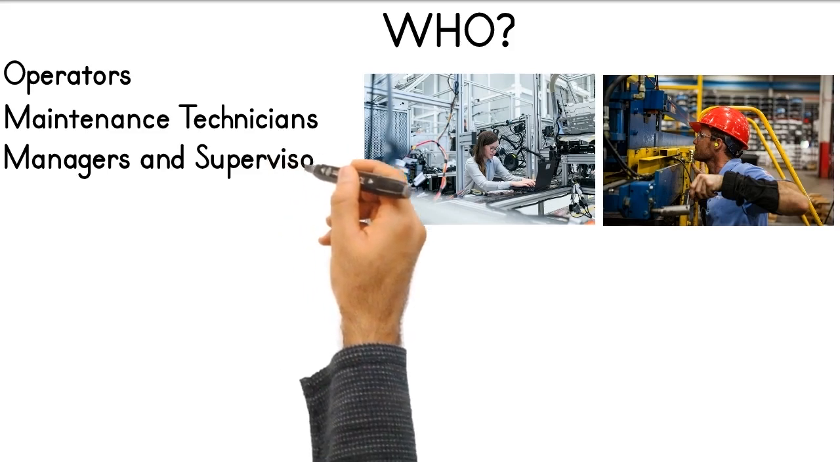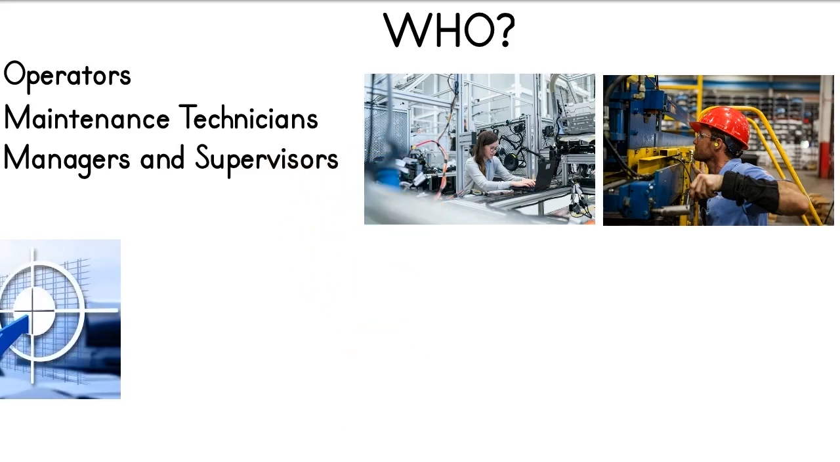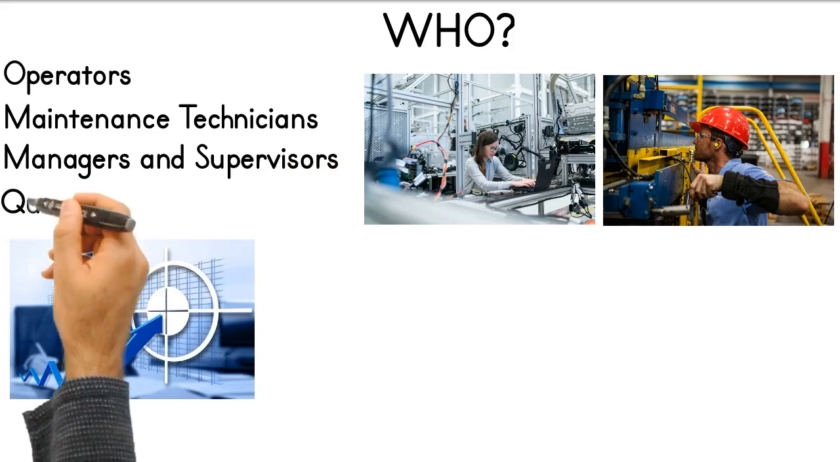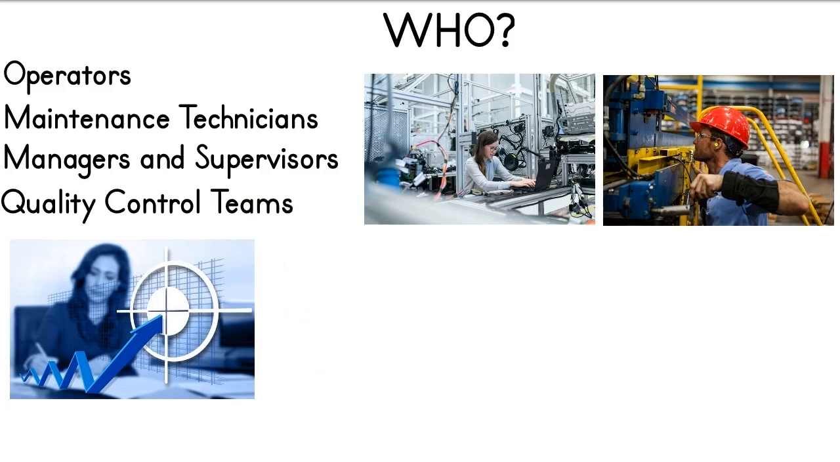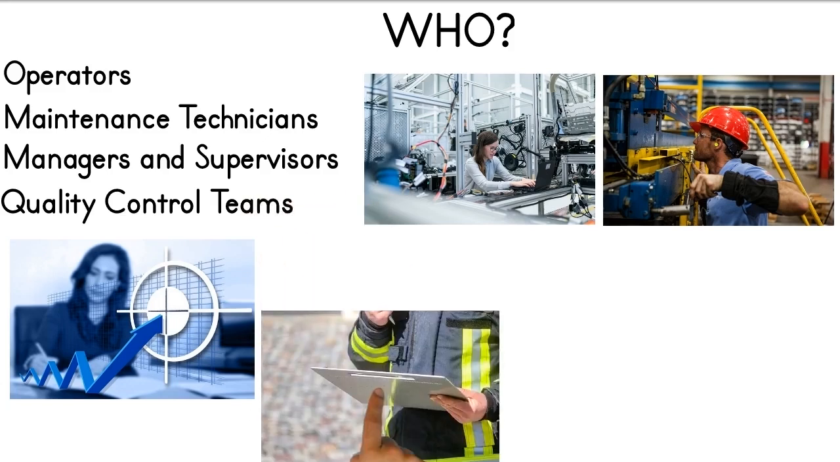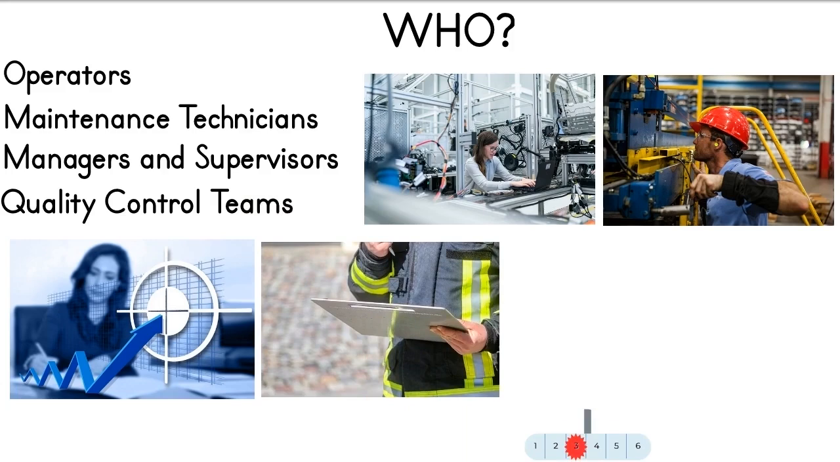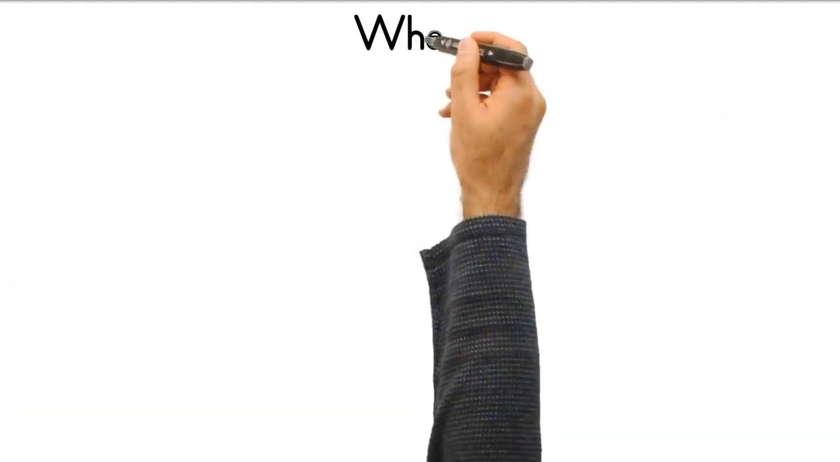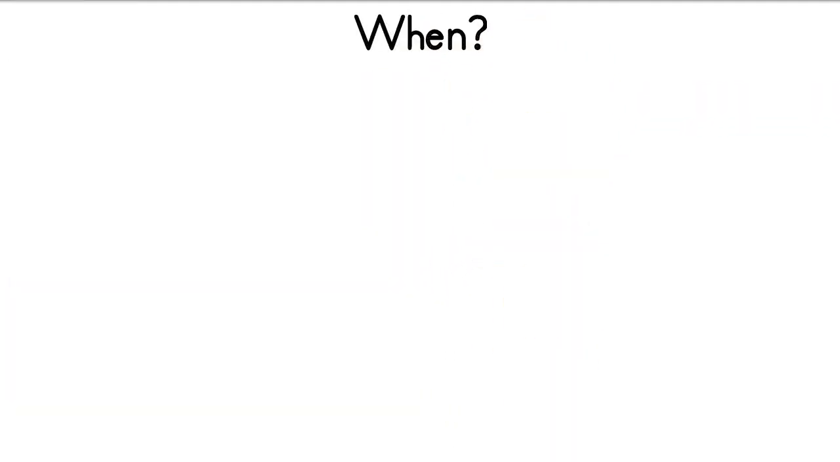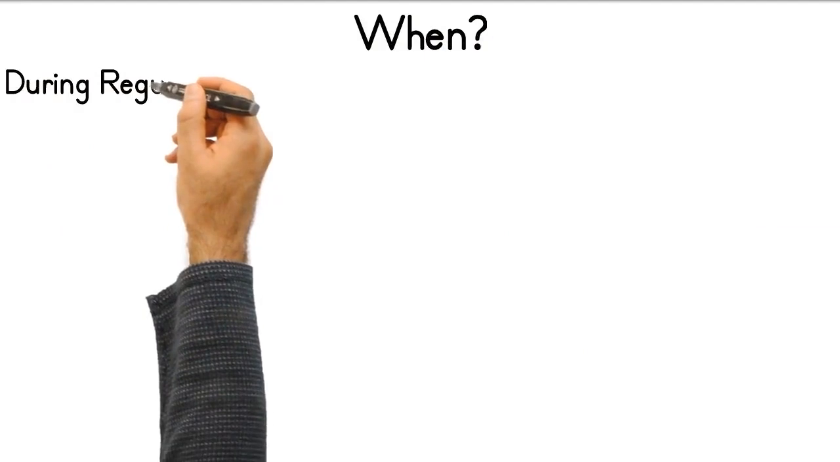Managers and supervisors: they monitor ANDON systems to stay informed about process issues in real time and take appropriate actions to support the team. Quality control teams: quality control personnel rely on ANDON systems to detect quality issues early and intervene before defective products reach customers. When is ANDON used? ANDON is used whenever real-time monitoring of processes or equipment is needed.